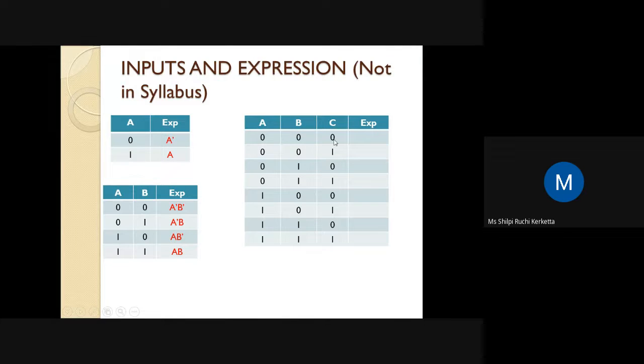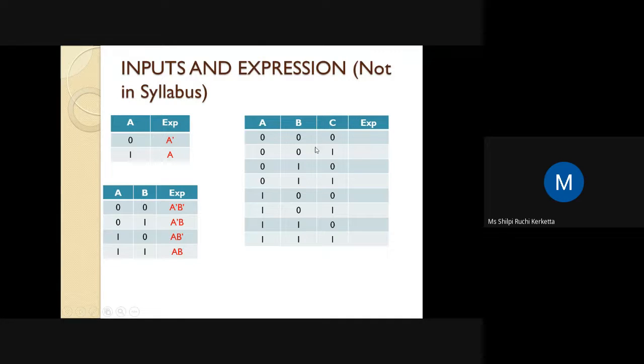Okay, so how will we write this expression for 0 0 0? A bar, B bar, C bar. Okay, 0 0 1: A bar, B bar, C. This one, the third one: A bar, B and C bar. And this last one: A, B, C.